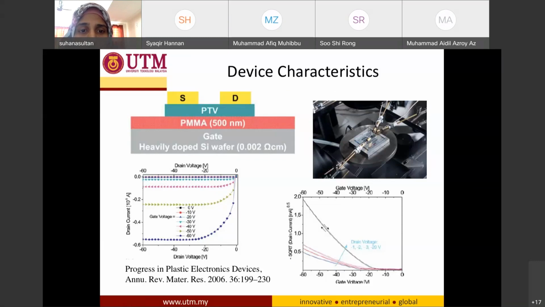I've taken this paper. If you look at the characteristics, what do you think? What type of material is this? Does it follow the characteristic of N-type or P-type? P-type. Okay, very good. Why is it P-type?